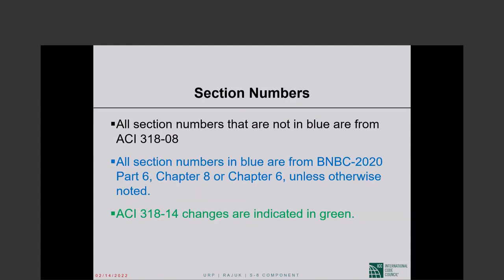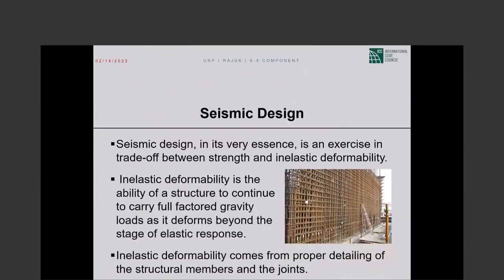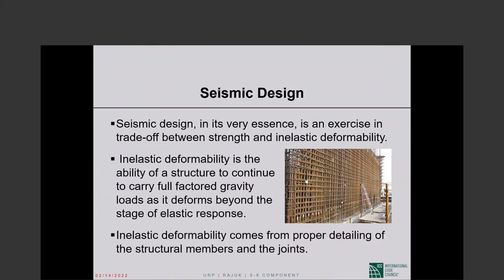All section numbers not in blue are 318-08 section numbers. The section numbers in blue are BNBC 2020 part 6 section numbers, chapter 6 or chapter 8, and the 318-14 section numbers when I go into 318-14 are in green. So that makes it easier for you to know where things are from.